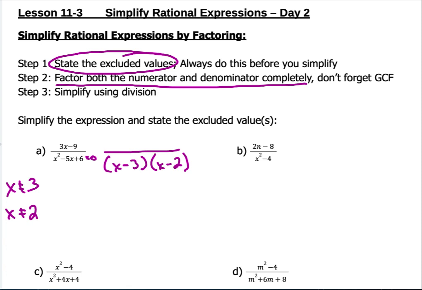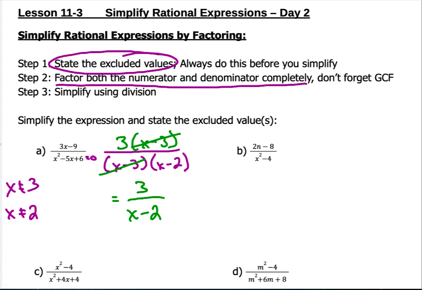But now let's factor the numerator, 3x minus 9. Well, they both have a 3 in common, and I'm left with x minus 3. Notice how I have both an x minus 3 in my numerator and denominator. They are a common factor of both of them. So I can cancel those out, and I'm left with 3 over x minus 2. That's my simplified expression.